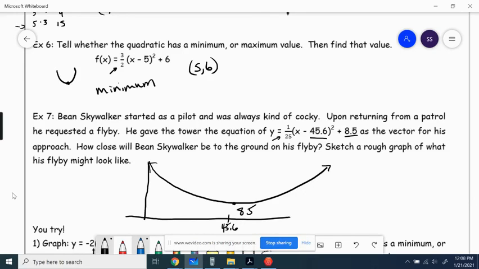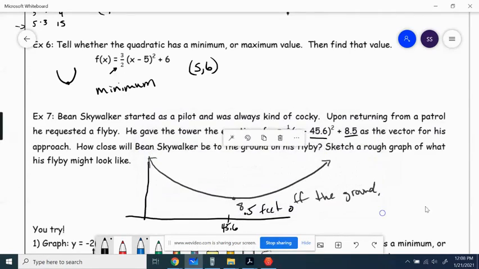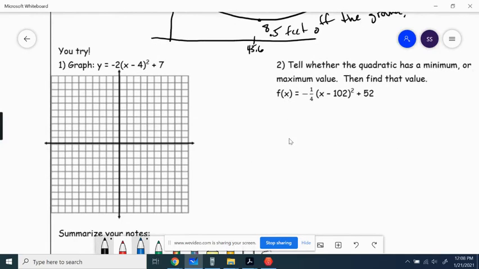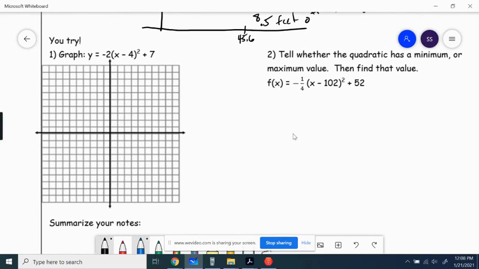Okay, so there we go. I think we have our answer already. So how close will Bean Skywalker be to the ground on his flyby? He will be 8.5 feet off the ground. All right, so see, look at that. Word problems are not always that hard. Super easy to do that one. All right, numbers 1 and 2. Why don't you go ahead and pause this video and try to graph these out.